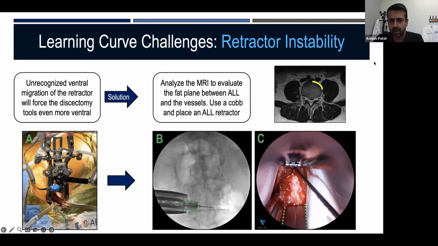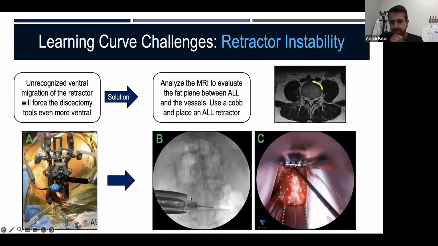Our solution to that problem was to analyze the axial MRI to evaluate for the fat plane in front of the disc space between the ALL and the vessels. Then intra-op, we would use a Cobb to develop that plane. And now we place an ALL retractor every single time we do a prone lateral. You can see that in figure A, marked out where the ALL retractor is, and then on figure B in the X-ray.